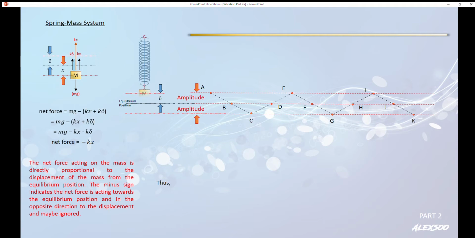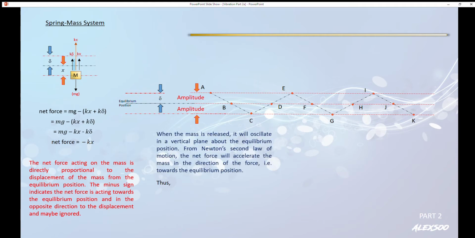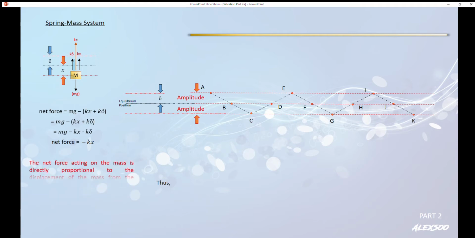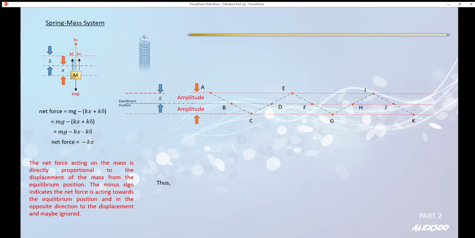So you have the mass, and it will start oscillating.